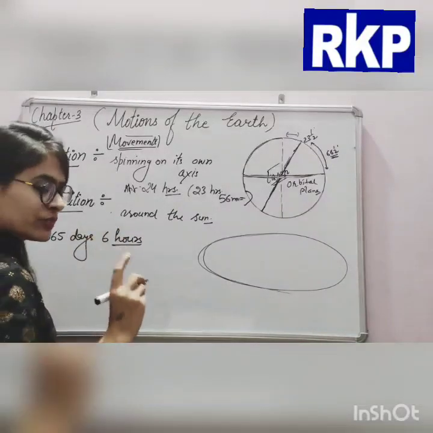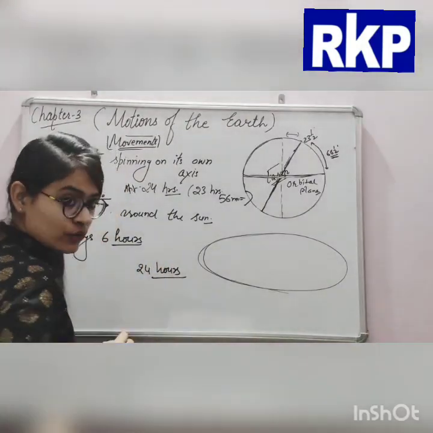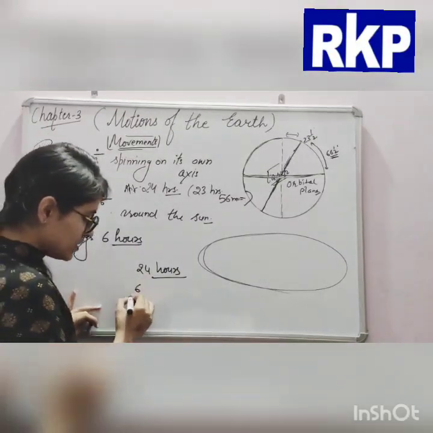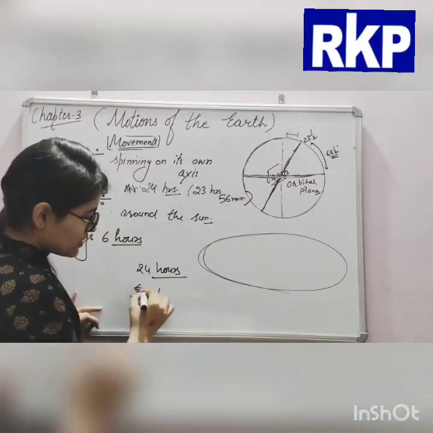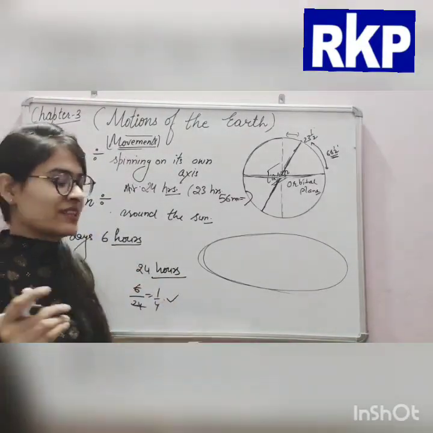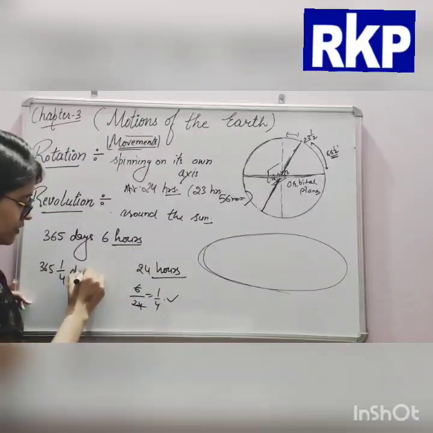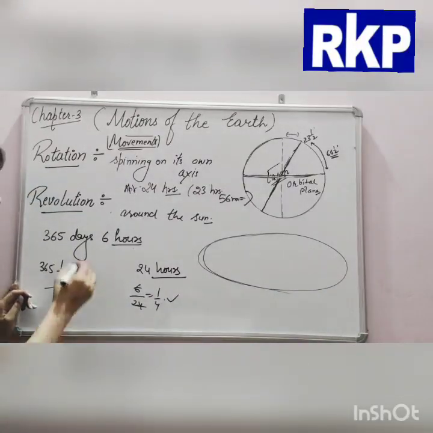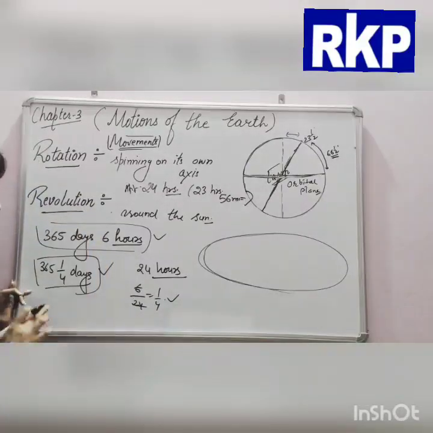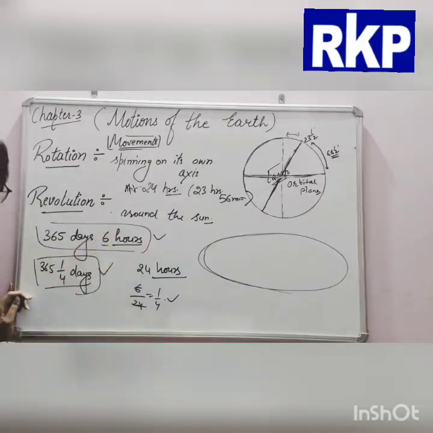Now tell me one thing. How many hours are there in one day? 24 hours. Yes. So 6 hours will be 1/4 part of this day. 6 fours are 24, so 6 hours is 1/4 of a day. Or we can say 365 and this much days. If you want to write this, you can. Clear? 365 days and 1/4 day, which means 6 hours.